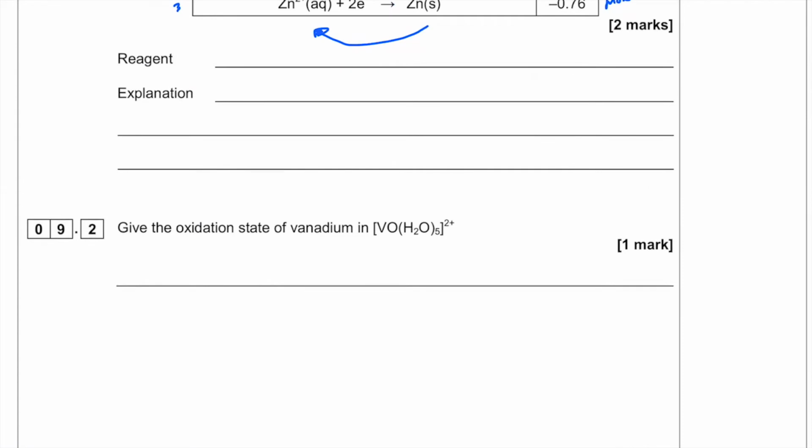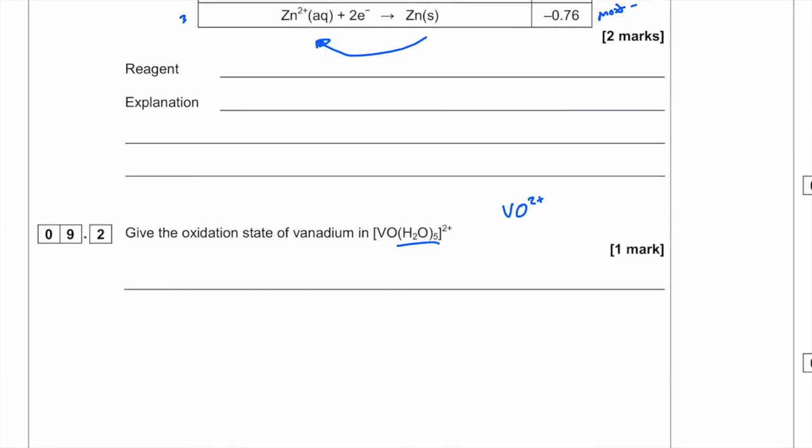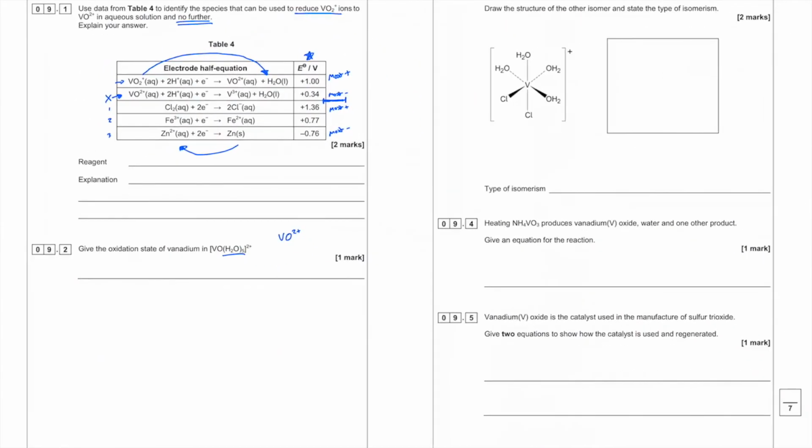9.2, give the oxidation state of vanadium in VO(H2O)5 2+. Well, for me, this H2O5, that's a bit of a red herring. I'd almost imagine that that wasn't there, because each H2O, in terms of oxidation state, is 0. So if you imagine that the H2O5 isn't there and you end up with VO 2+, that's much easier to actually deduce the oxidation state of vanadium in there.